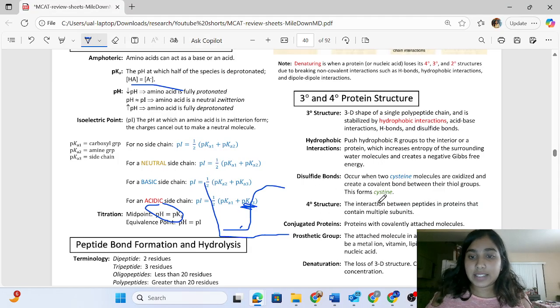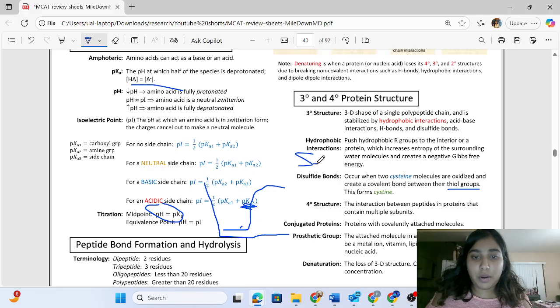Okay, and disulfide bond, as I was saying, involves cysteine. When two cysteines meet, the molecules are oxidized, and the thiol group, which is S-H, forms the bond. So cysteine will make cystine.